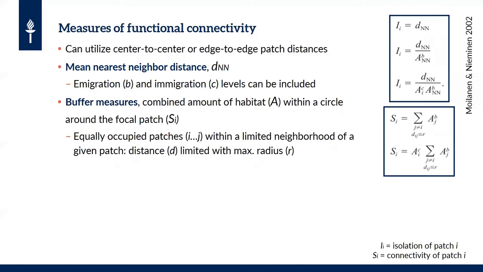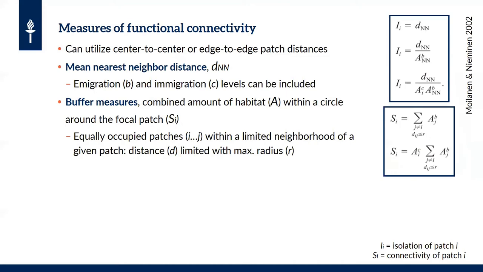Another easily understandable and very simple functional connectivity measure is calculated as the combined amount of habitat within a given buffer. Nearest neighbor distances and buffer measures actually are just applied metrics of structural connectivity. They lack these population ecological details. Nearest neighbor distances and buffer measures build on the idea of just ignoring the unoccupied patches in the landscape from the focal species perspective. The calculations are based on the distances between the populations or occupied habitat patches and the size of occupied patches, nothing else.